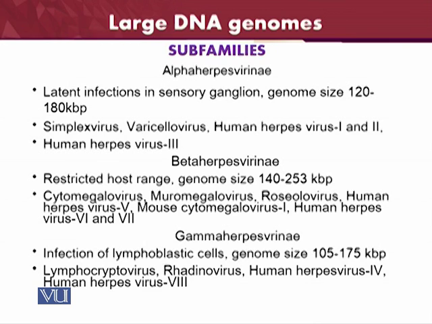Then the gamma herpesviridae, infection of the lymphoblastic cells, and its genomic size is much smaller as compared to the alpha and beta. It's about 105 to 175 kbp. kbp stands for kilobase pair. It's the lymphocryptovirus, and then human herpes virus 8 are the examples of this gamma herpesviridae family.